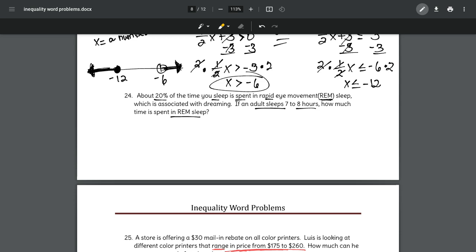So basically, if you sleep 7 to 8 hours, how much time of that are you dreaming? Because you're not dreaming the whole 7 or 8 hours. You're dreaming just a certain part of it, and that certain part is 20%. So you're dreaming about 20% of those 7 hours you sleep, or you're dreaming 20% of the 8 hours you sleep.